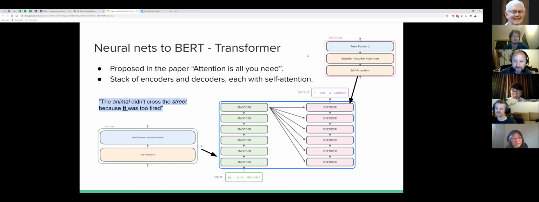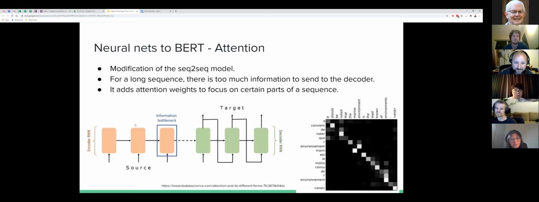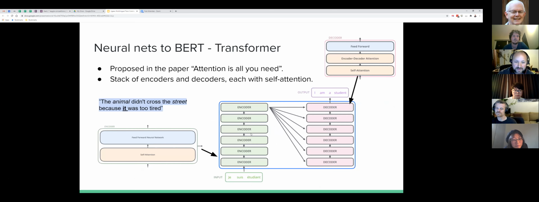This was proposed in the paper, Attention is All You Need. I have a link to this at the end of the presentation. What this is, basically, is a stack of encoders and decoders. In each encoder, you've got its own neural network plus something called self-attention. And in the decoder, it's basically got the same thing.